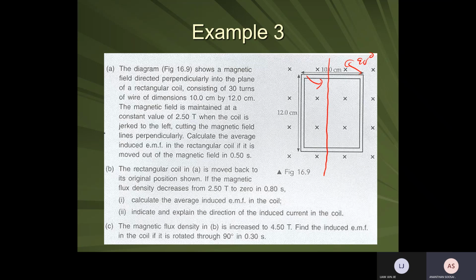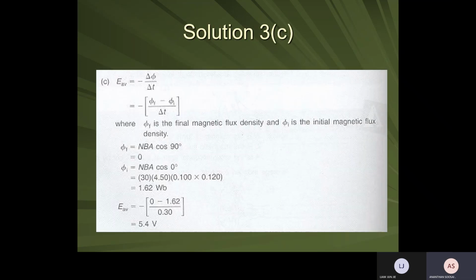Initial flux is NBA, N times B times A. B is 4.5. A is the same area, 10 times 12, the cross-sectional area. N is 30, over the time of 0.3 seconds. You should get 5.4. The final flux should be zero, right? A 90-degree turn, no area. Initial flux NBA is only 1.62, and 0 minus 1.62 over 0.3.